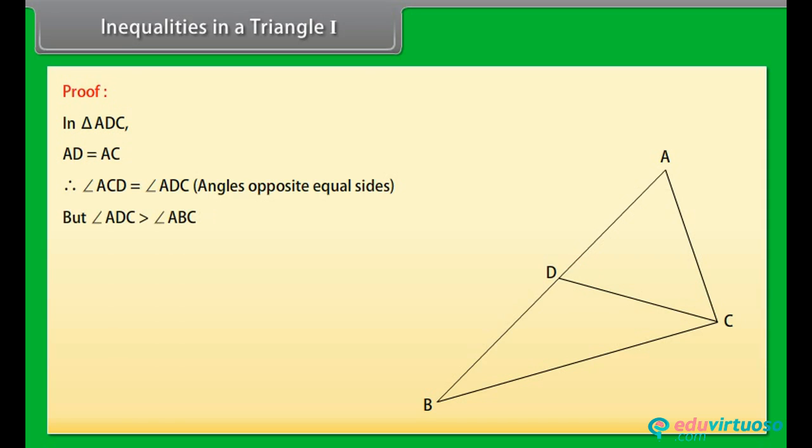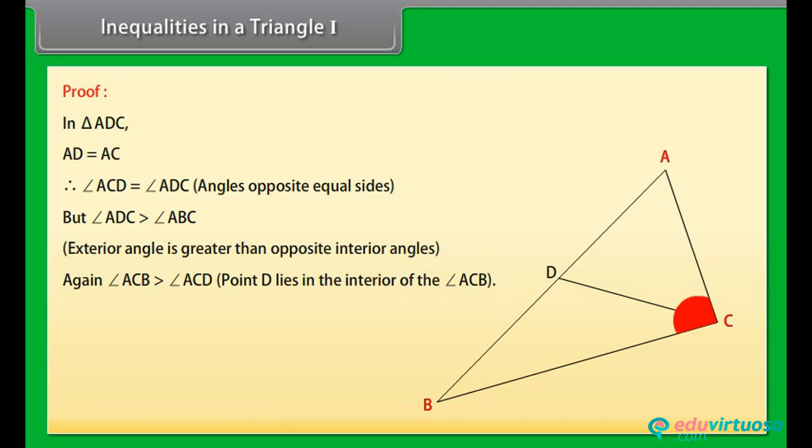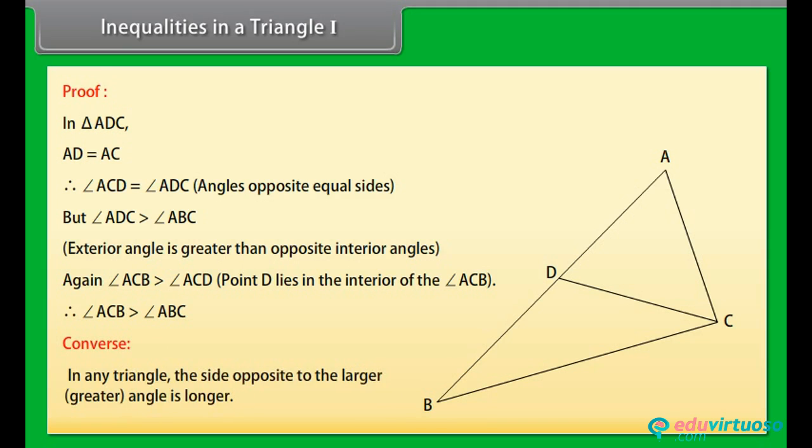But angle ADC is greater than angle ABC because exterior angle is greater than opposite interior angle. Again, angle ACB is greater than angle ACD because point D lies in the interior of the angle ACB. Therefore, angle ACB is greater than angle ABC. The converse of this theorem is also true, which states that in any triangle, the side opposite to the greater angle is longer.